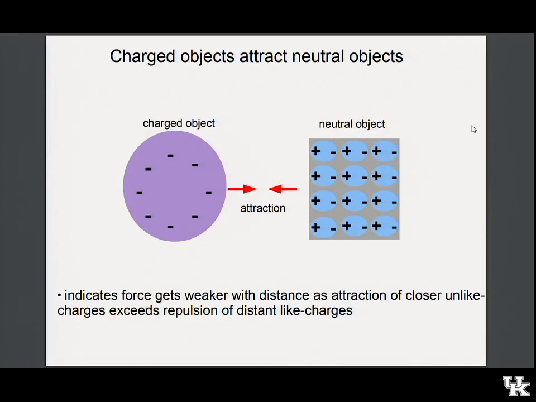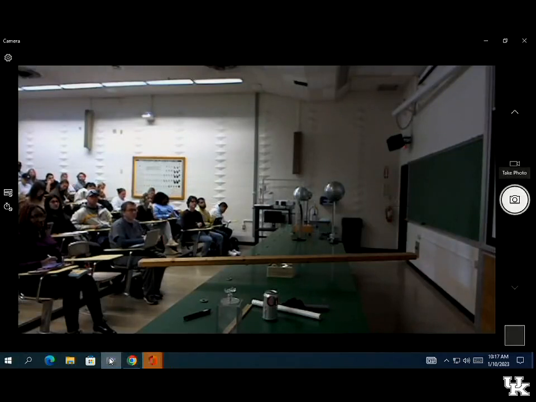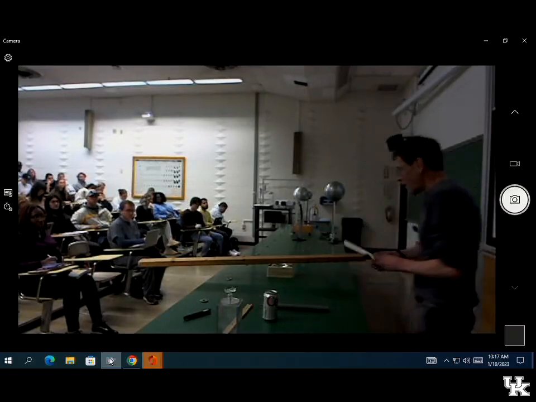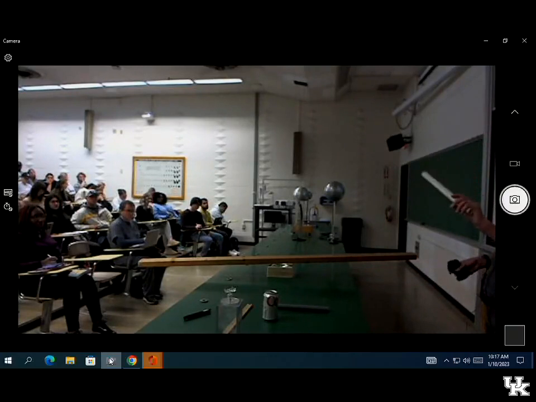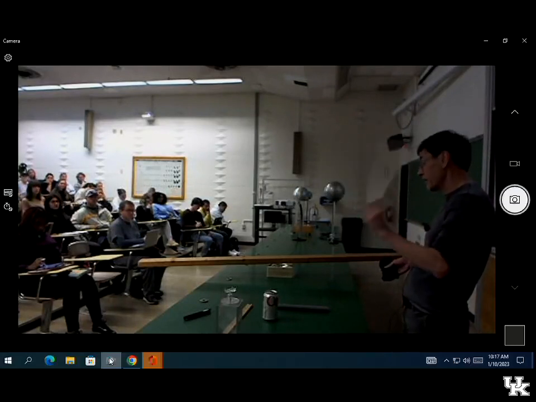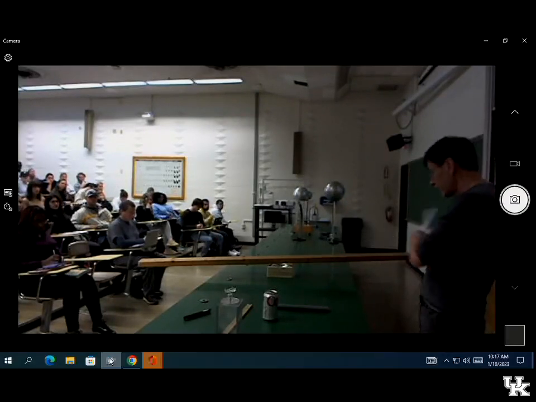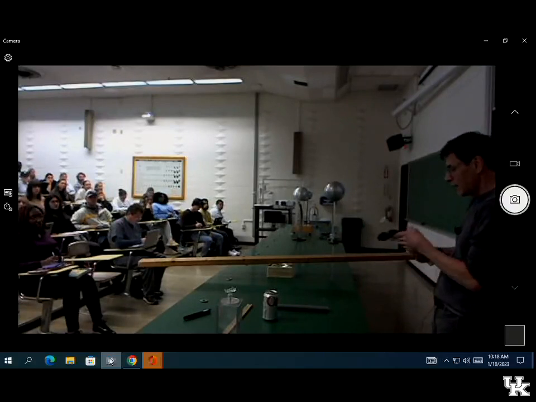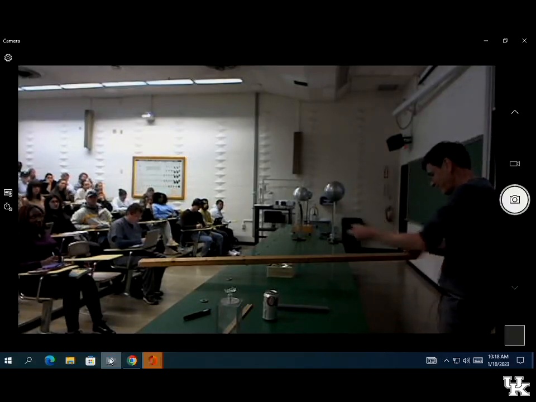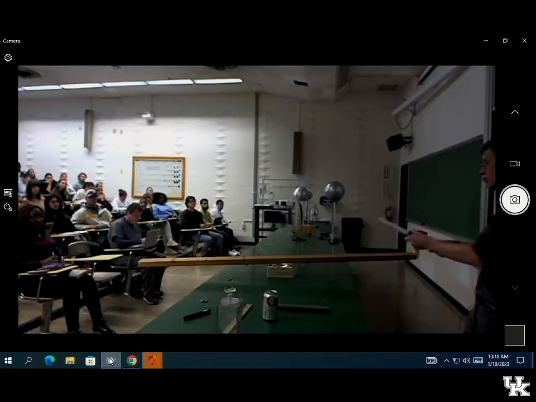I'm going to put a camera on for this. I don't know that it will help. So this is going to be this piece of PVC pipe from home. It's going to be my charge object. I'm going to rub this and make this charge. This 2x4 is also from home. This is going to be my uncharged object. I'm not going to try and rub the 2x4. So I'm going to rub this guy, try and charge it up. And then we're going to see if we can attract the neutral 2x4.